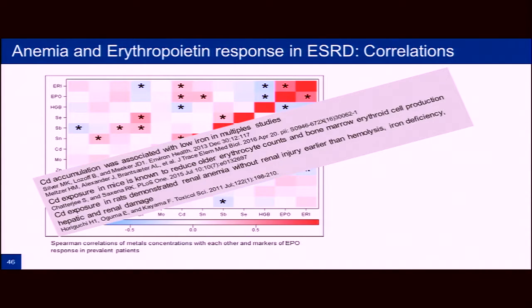So there's a lot more information on the screen, but I wanted to highlight for you, again, that cadmium accumulation has been associated with iron deficiency in multiple studies, and then if you move into animal studies, cadmium exposure has been found to cause anemia by reducing older erythrocyte counts and bone marrow erythroid cell production, and seems to cause renal anemia first before these other potential causes like hemolysis and iron deficiency through competition and renal damage. So we're learning a lot from that study still.